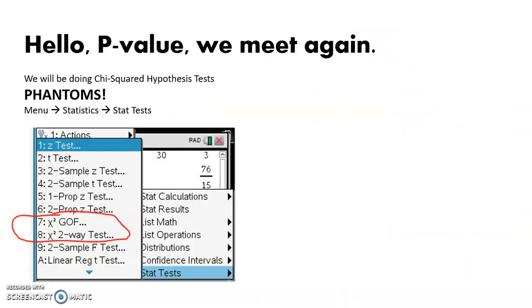Okay, now, when we are doing a chi-squared test, we're going to be doing our PHANTOMS process again. So when we get to PHANTOMS, eventually we're going to need to find that test statistic. And so the test statistic is going to be our chi-squared value. And we know how to calculate that by hand now. Good job, us. But we also are going to need to obtain that p-value. We're going to primarily be doing that in our calculator.